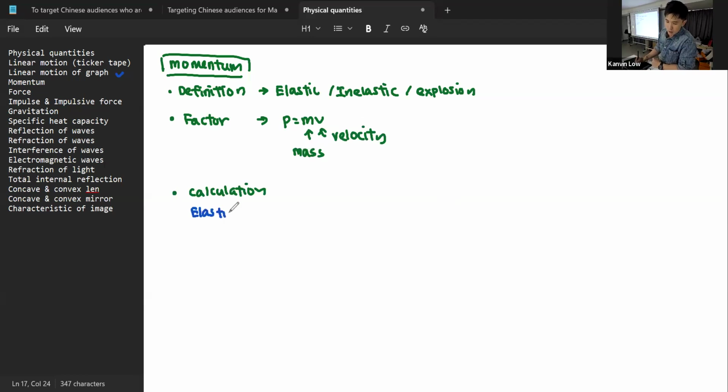Elastic. M1 U1 plus M2 U2. Because guys, remember, for momentum you require 2 objects together. Especially for elastic, you bump and then you part. So you will have M1 U1 plus M2 U2 equals M1 V1 plus M2 V2. Okay. How about inelastic, students?